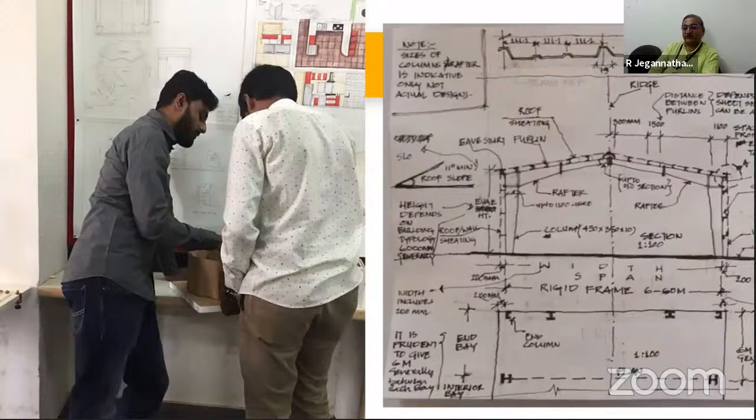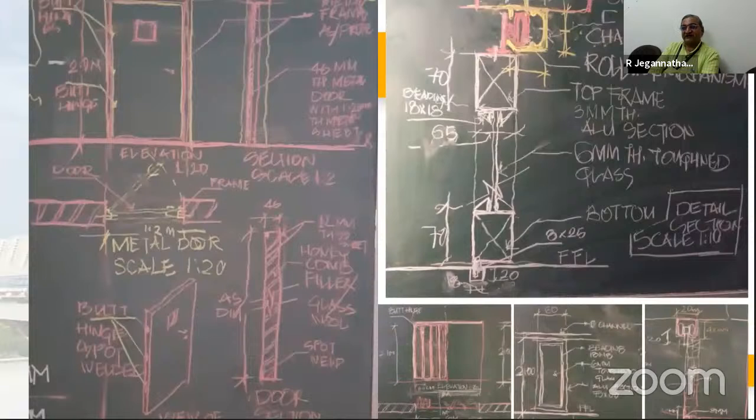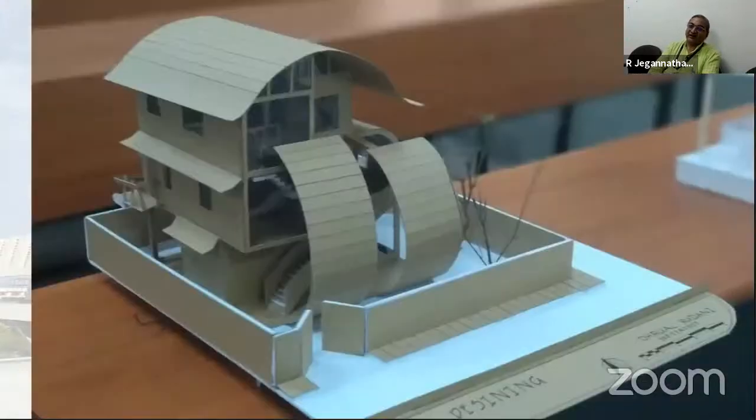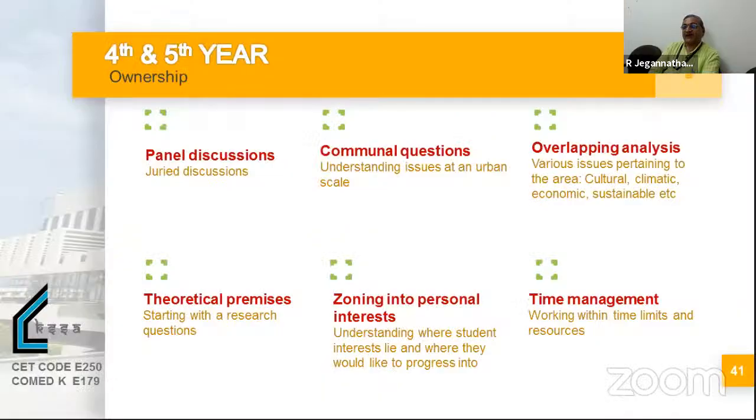Technical drawings are also explained through sketches, and the blackboard is used. The faculty sketch on the board so that the students understand the details, and the students are then encouraged to convert those details in their designs into building forms, as you see in these examples. The fourth and fifth year become ownership years. Here we encourage panel discussions. There are jury discussions. We invite senior architects from the practicing field to come into the school, and they have detailed jury discussions with the students. Understanding issues at an urban scale is worked upon, and overlapping analysis where various issues pertaining to cultural, climatic, economic, and sustainable aspects are looked at.